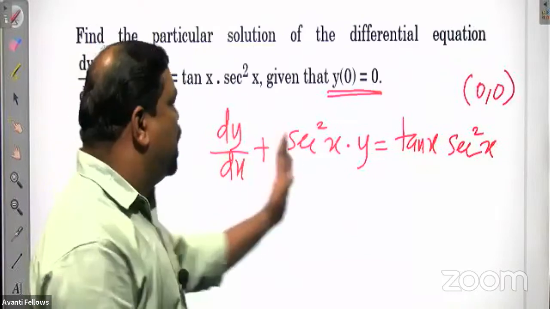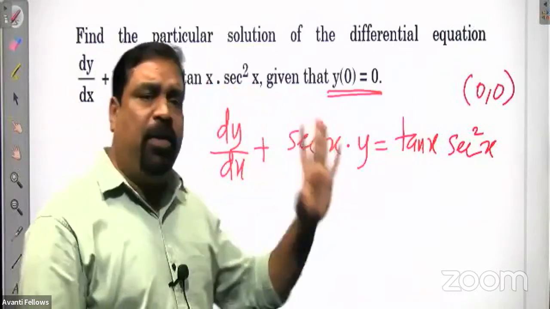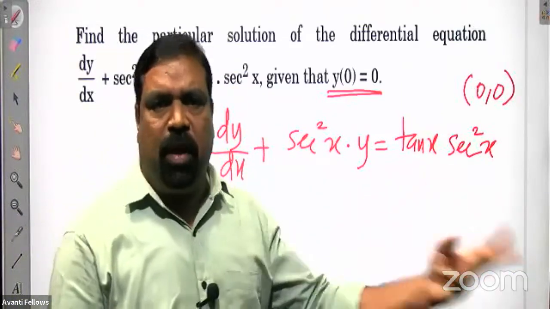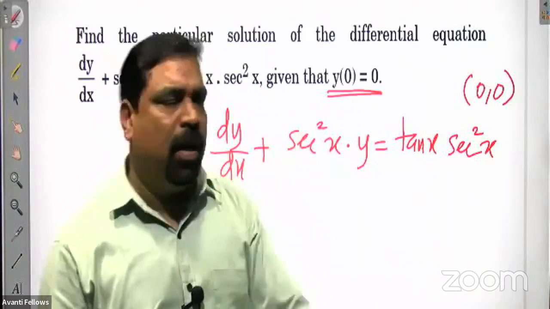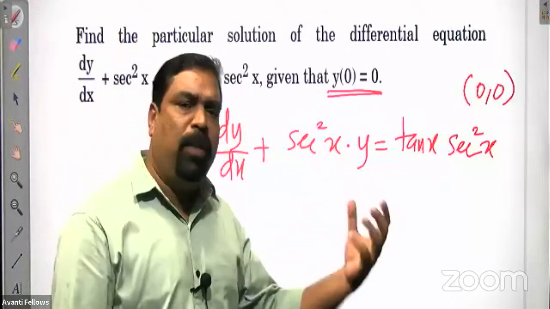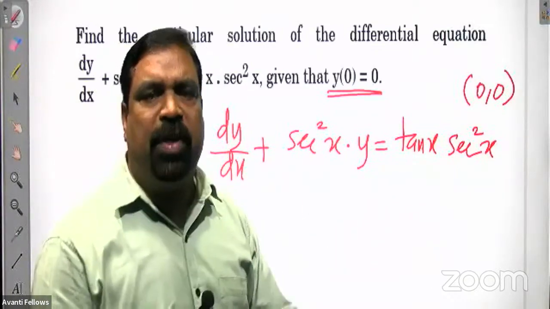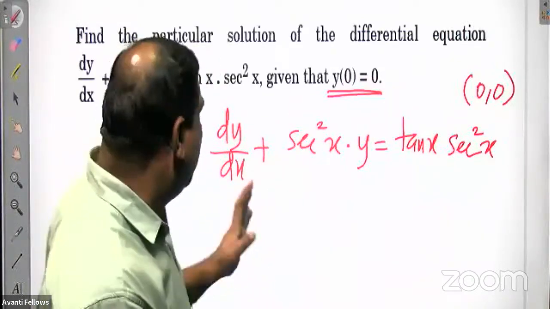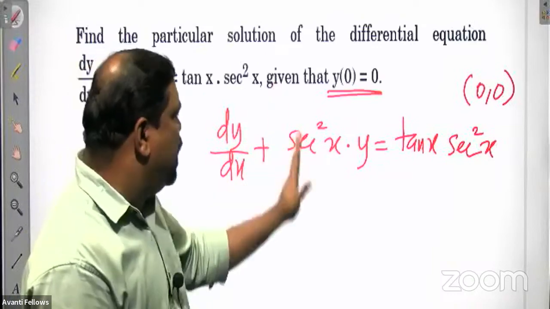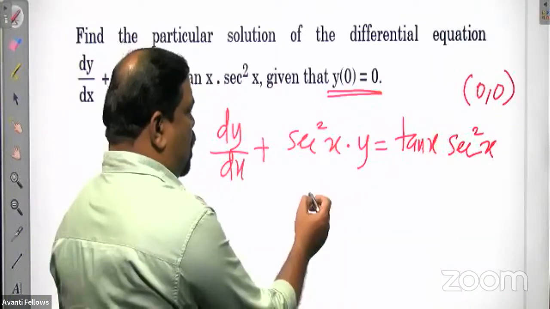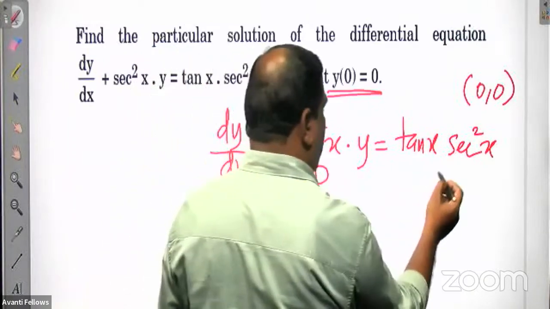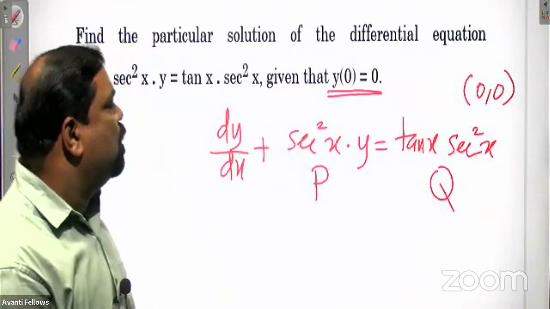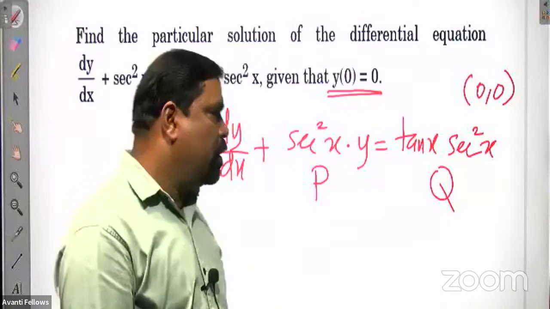So this is our equation. First thing is we have to identify this equation. This belongs to which type of equation? We have three types of differential equations. Once you identify, then we can easily proceed with the corresponding method. Very clearly, this is of the form dy by dx plus py is equal to q, where p is equal to sec square x and q is equal to tan x into sec square x. P and Q are both completely functions of x.